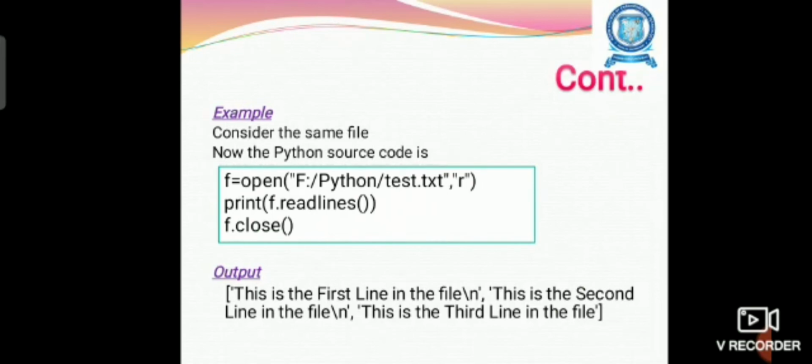Here, in this fashion, we can get all the lines, but the lines are separated by commas. Lines will be enclosed within square brackets. That is actually called a list, no? So in a list fashion we will get the output. The lines will be separated by commas. Each line ends with the special character \n. So in this manner we will get the output of the readlines method.